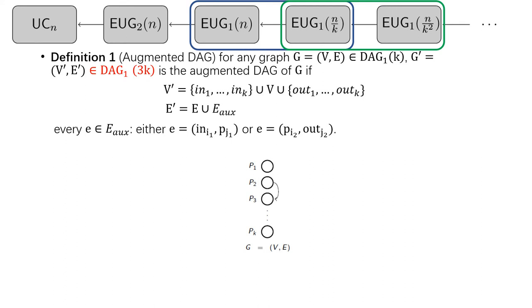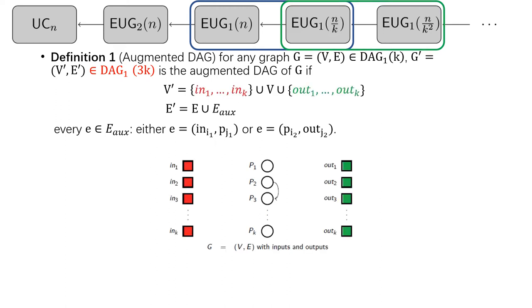Before introducing this reduction, we show 2 important notions used in it: augmented DAG and superlow. First, the augmented DAG can be seen as a super DAG. For example, DAG G has k nodes, P1 to PK, and 3 edges. The augmented DAG can add k input nodes and k output nodes. Then, the augmented DAG can add 3 edges, either from an input node to a node in the middle, or from a node in the middle to an output node.